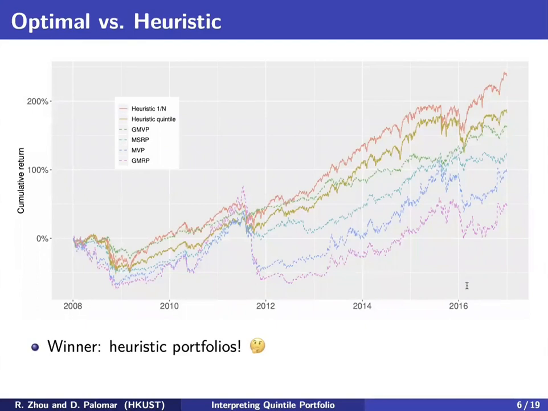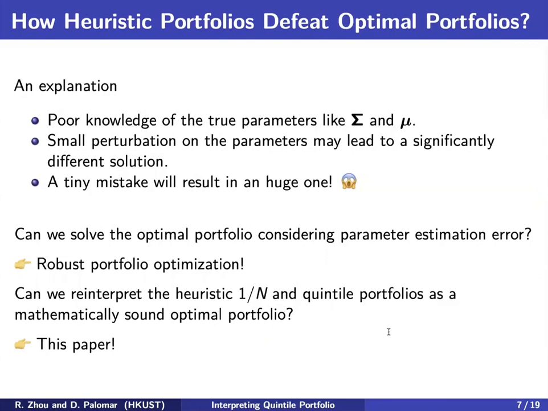Here we show the backtest result of S&P 500 stocks, and we plot the cumulative return. So this line is the heuristic 1/n portfolio, and this yellow line is the heuristic quintile portfolio. We can see that in this case, the heuristic portfolios defeat the optimal portfolios. That's very interesting. How could that happen?